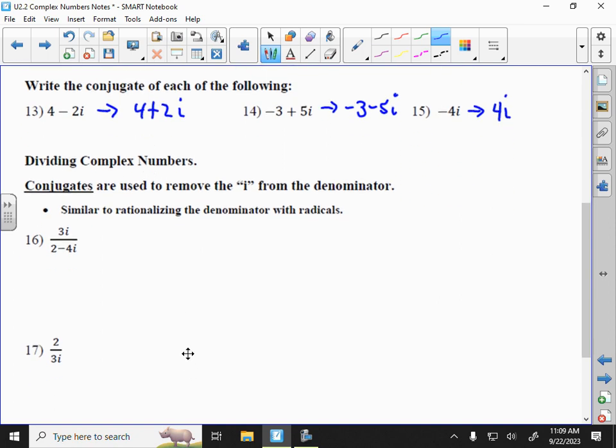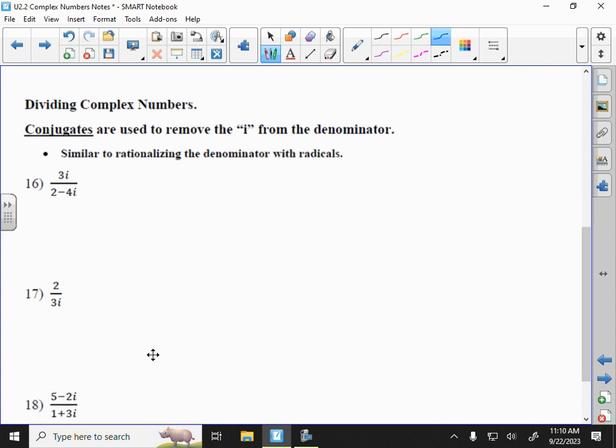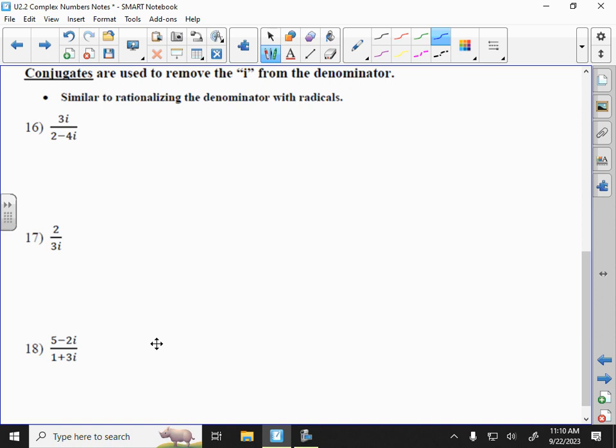All right, so with complex numbers, we're trying to get rid of the i in the denominator, and to do that, we have to use conjugates. Again, this is similar to the radicals, how we got rid of radicals in the denominator. We had to multiply the top and bottom by the conjugate. All right, so number 16, we're looking at the denominator, 2 minus 4i, and so we're going to multiply top and bottom by the conjugate, which would be 2 plus 4i.